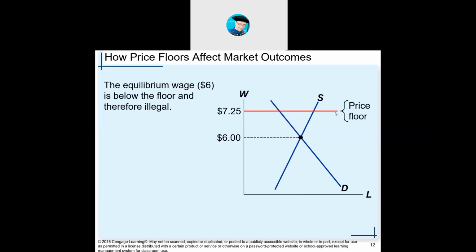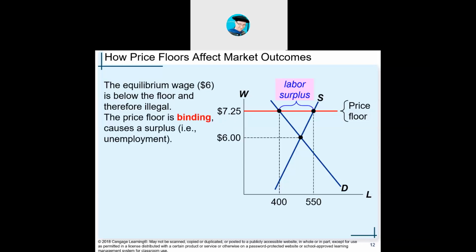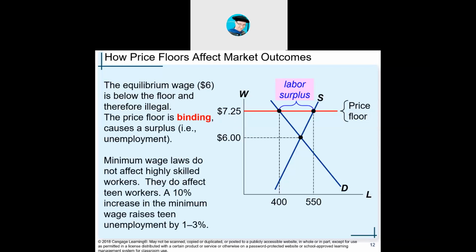$7.25 per hour is now the price floor, because the minimum wage went up from $5 to $7.25. So the new equilibrium would have to be greater than $7.25. Otherwise, it would be considered illegal. And anything above the $7.25 is considered a labor surplus, or more than enough people to work.